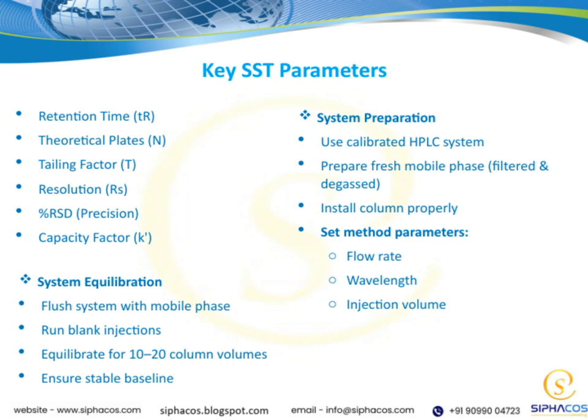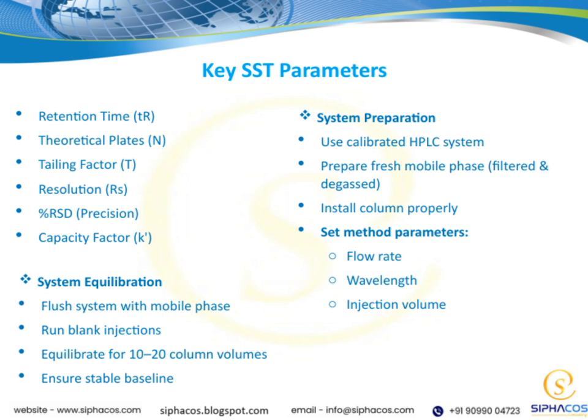Moving on to system preparation, it's crucial to use a calibrated HPLC system to maintain accuracy. Preparing fresh mobile phase that's both filtered and degassed helps prevent any particulates or gases from interfering with the analysis. Proper installation of the column is vital. Any misalignment can lead to inconsistent results. When setting your method parameters, make sure to specify the flow rate, wavelength, and injection volume precisely, as these directly influence your separation quality.